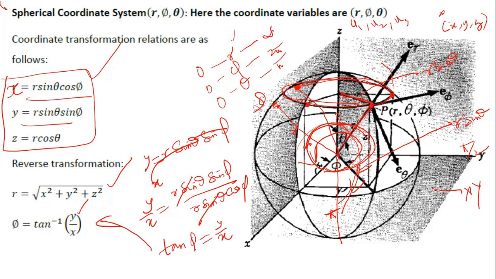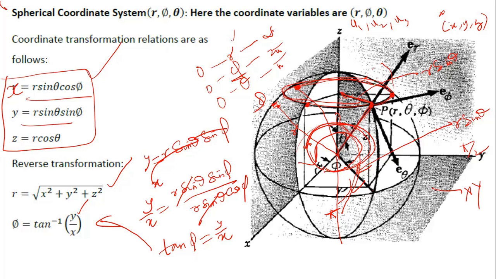2 pi. So what I'm trying to show you here is that if you change your phi variable value from 0 to 2 pi here, you are tracing out a circle like this. You are tracing out a circle coaxial with the z-axis. So the coordinate variable phi, as you vary from 0 to 2 pi, you are tracing out a circle coaxial with the z-axis, and this circle is the coordinate line corresponding to phi variable.